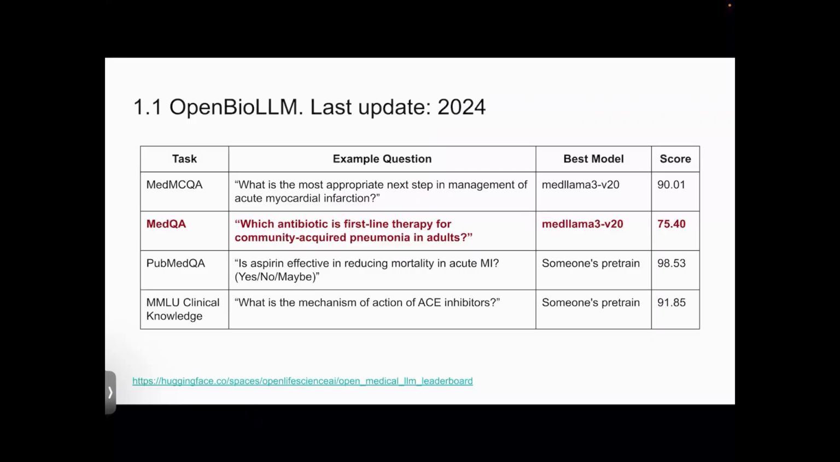So OpenBioLLM, this is the first big benchmark that showed us that models like Llama are already good for tasks like medical question answering. Relatively good, 75. On the next slide, we will see how it advanced on more recent models like OpenAI ones. But you see the scores for different tasks and for different datasets are kind of high.